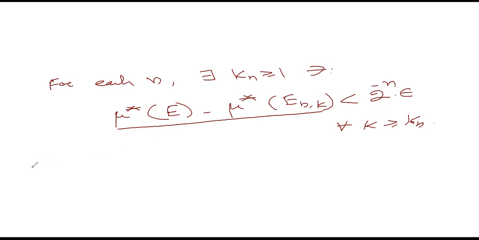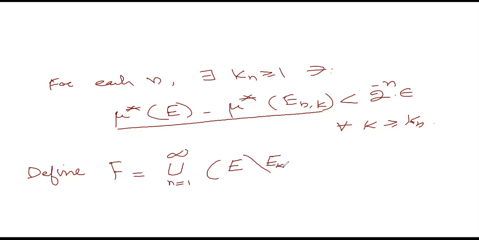So let's define that set F. Define F as the union, n running from 1 to infinity, of the set difference E minus E_{n,k_n}. Okay, it is E_{n,k_n}.